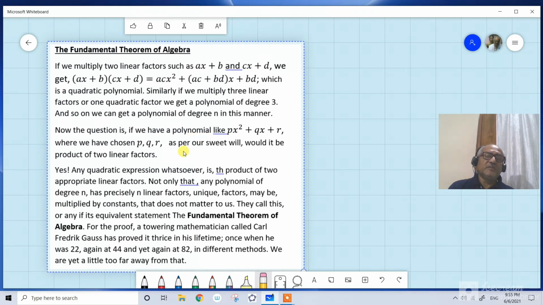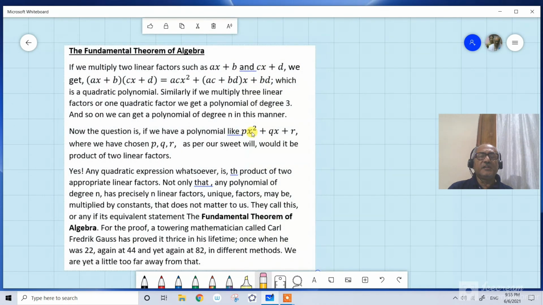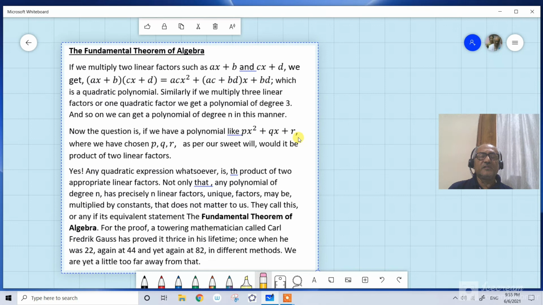But the reverse question is, suppose you take any polynomial, say a second degree polynomial like px square plus qx plus r, or any polynomial of any degree, and you write p, q and r as per your sweet will, whatever you use. Is there any guarantee that this px square plus qx plus r has some linear factors? This is a great question asked for centuries.